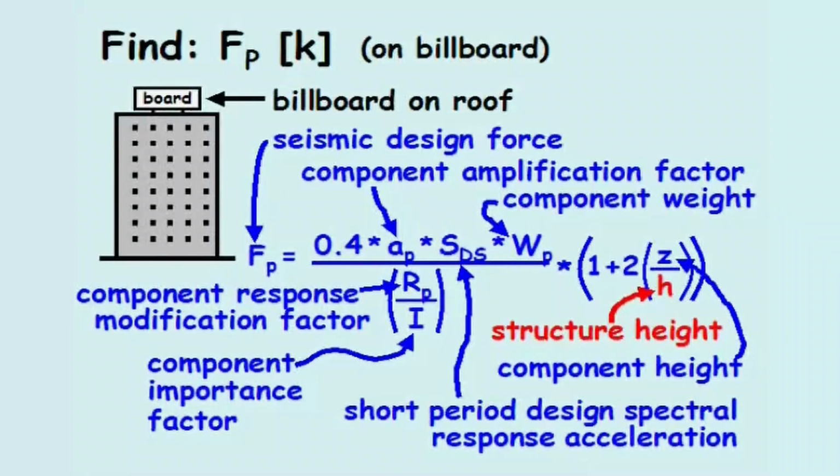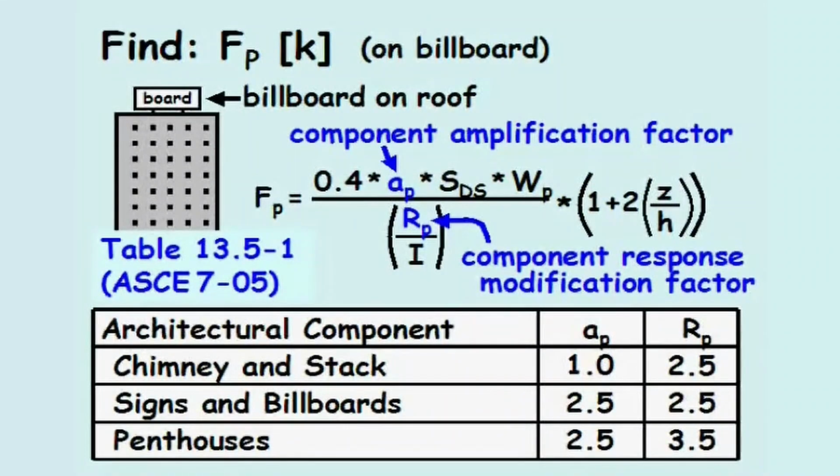We'll first determine the component amplification factor and the component response modification factor by referencing table 13.5-1 in ASCE 7, an excerpt of which is shown here. Signs in billboards are assigned a value of 2.5 for both AP and RP.